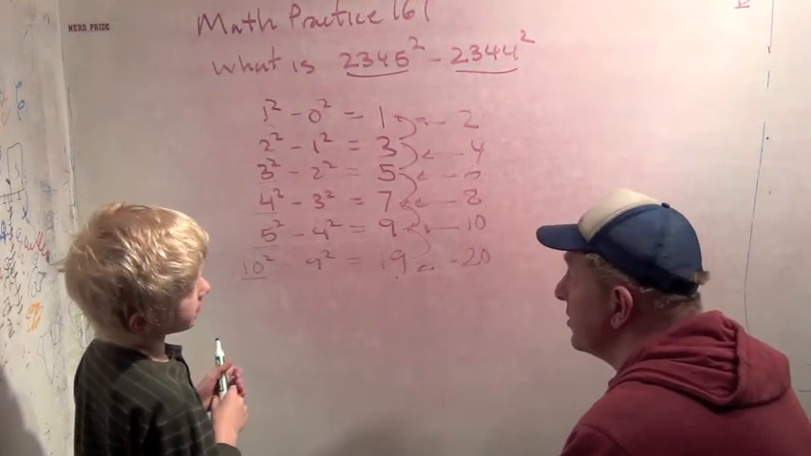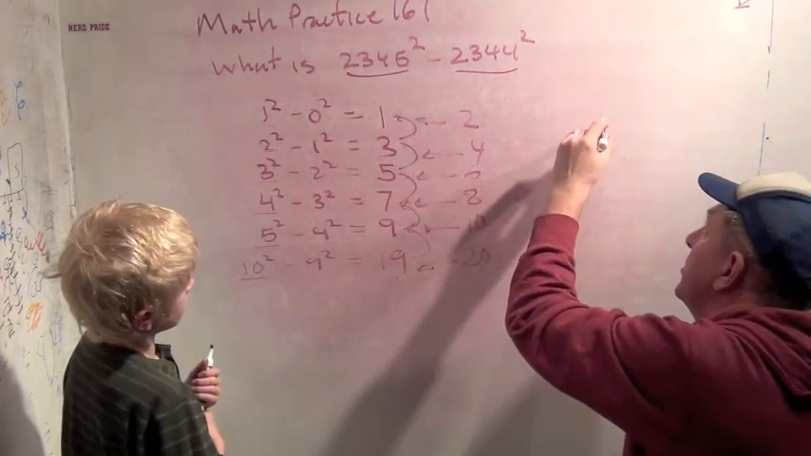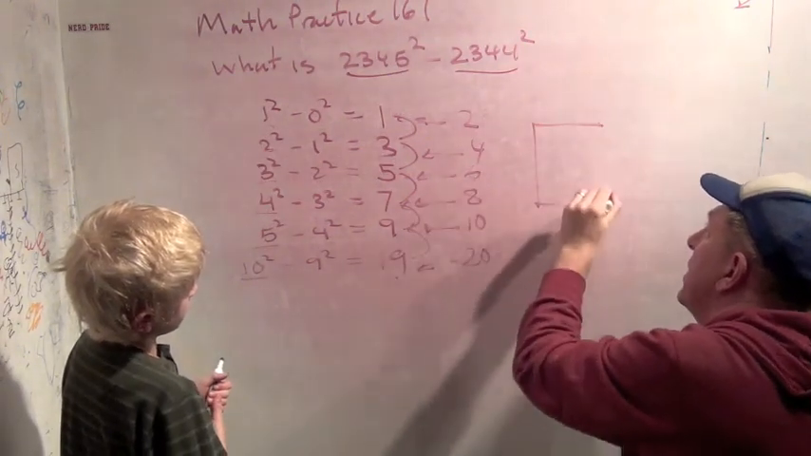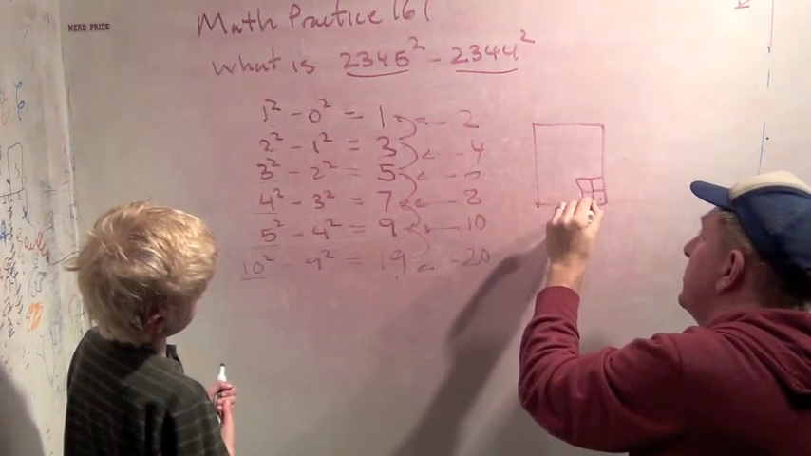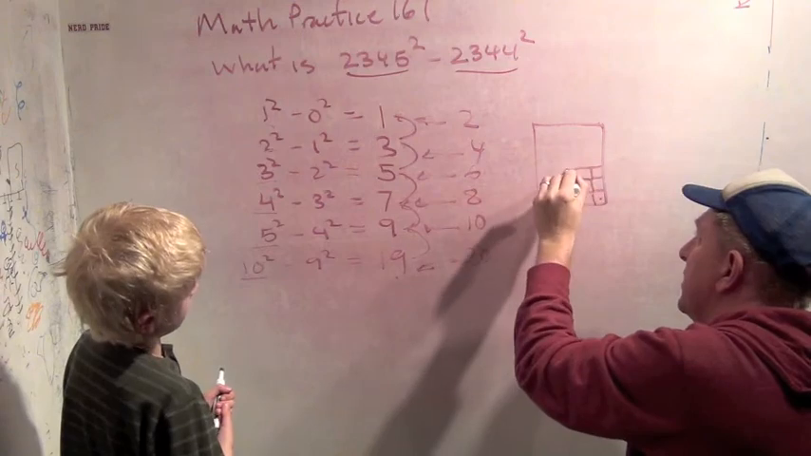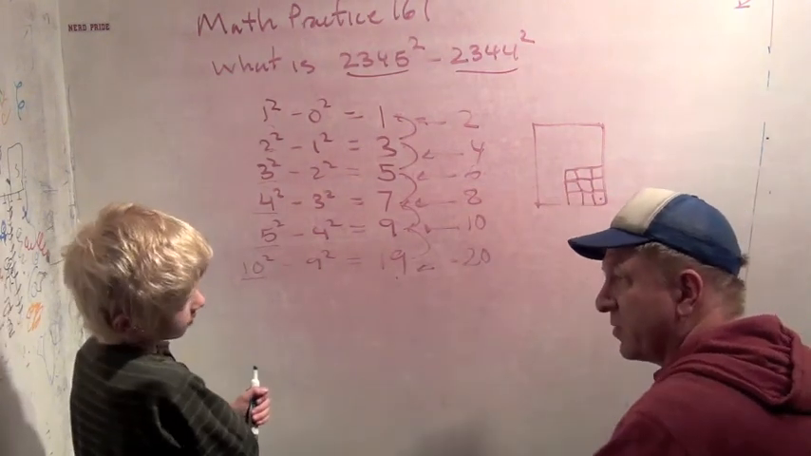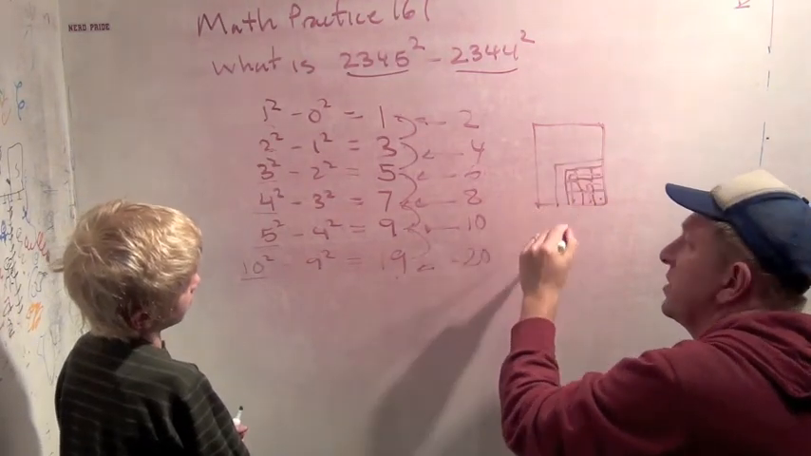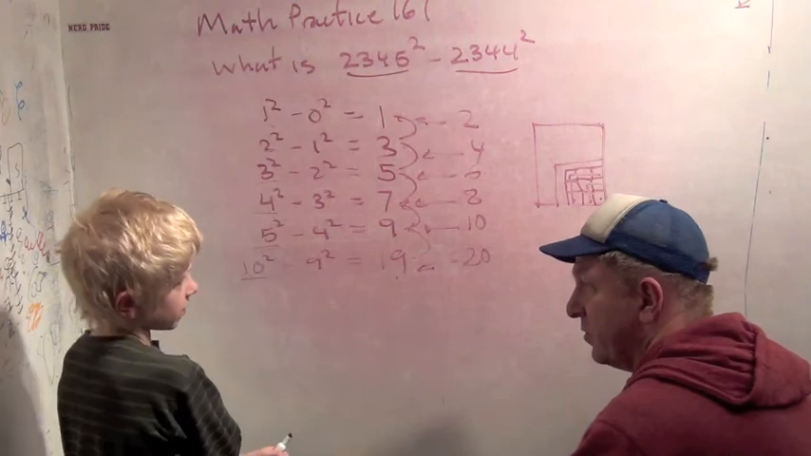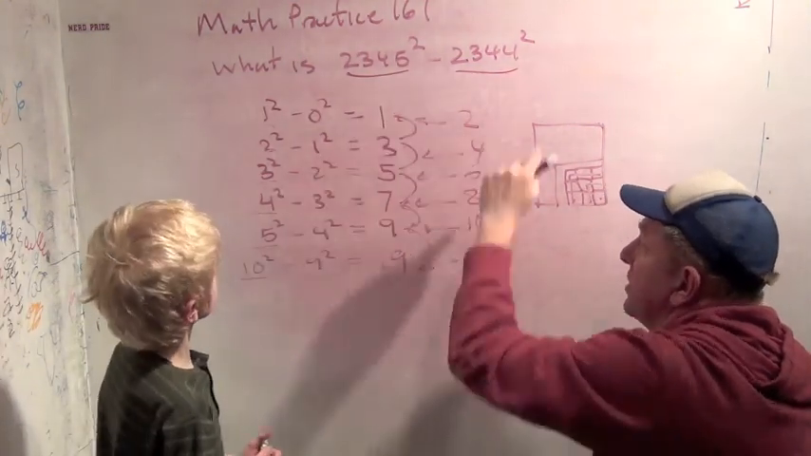Here's your homework for today. I want you to build with your Duplo blocks that square, which starts with 1 squared, and then has 2 squared, and then 3 squared. You know that square I'm talking about? Yeah. Because we're going to talk about that again tonight when I get home. And then I want you to solve this problem, 2345 squared minus 2344 squared.